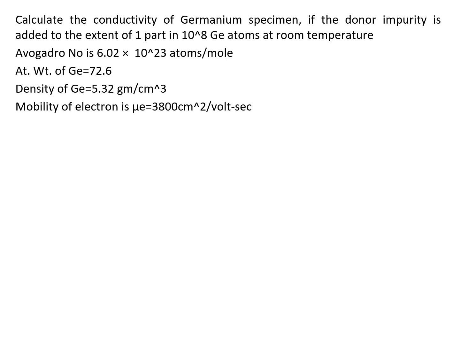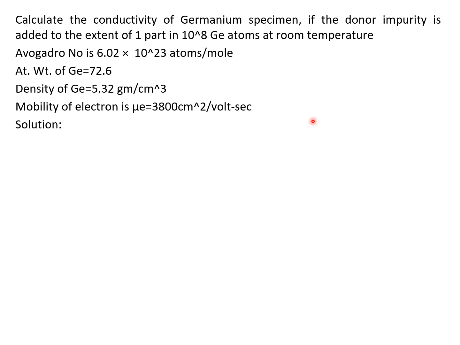The data given is Avogadro number, number of atoms per mole, atomic weight of germanium, and density of germanium. We will need it because we want to calculate the number of germanium atoms per cc. Mobility of electron is also given, since it is an n type semiconductor. Mobility of electron is required. It is 3800 centimeter square per volt second. So let us see the solution.